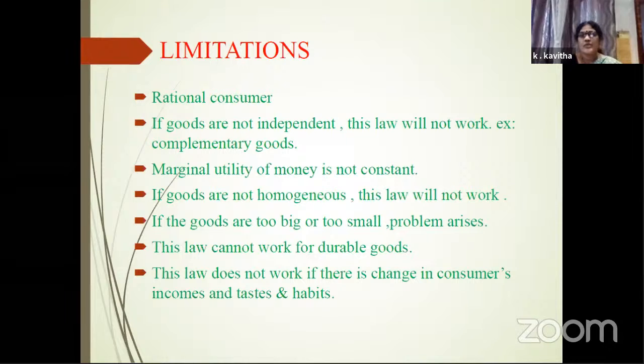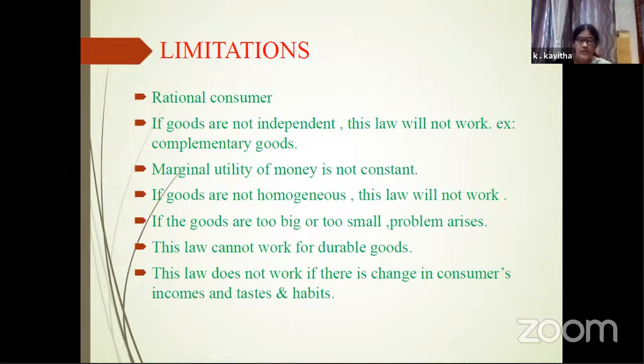Why? Because the first assumption is rationality. Here we mean the rational consumer: a consumer should be an economic human being with rational behavior. It is not correct if he is under the influence of an intoxicant, if he is a drunkard. What happens? The utility of the later units will rise in the beginning, but ultimately it will fall, and it even becomes negative.